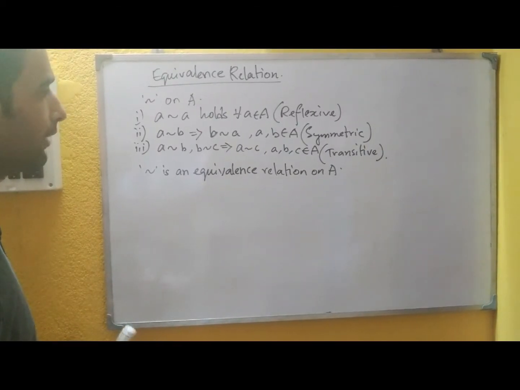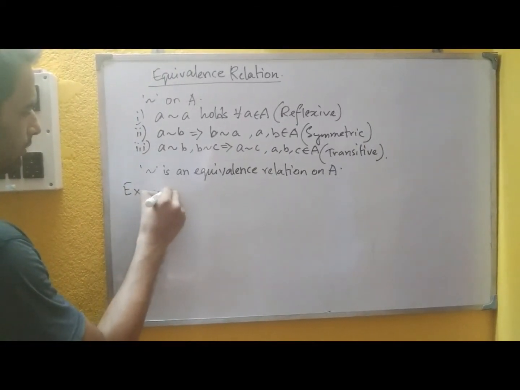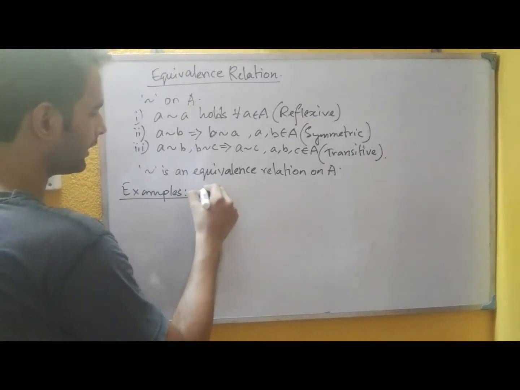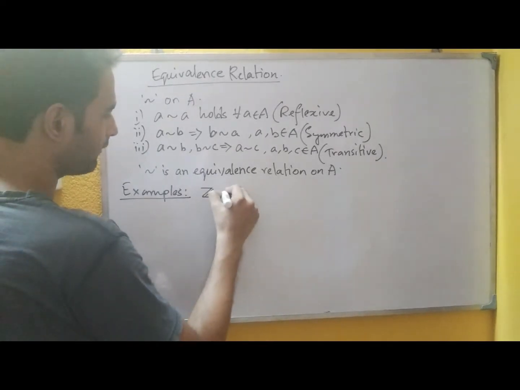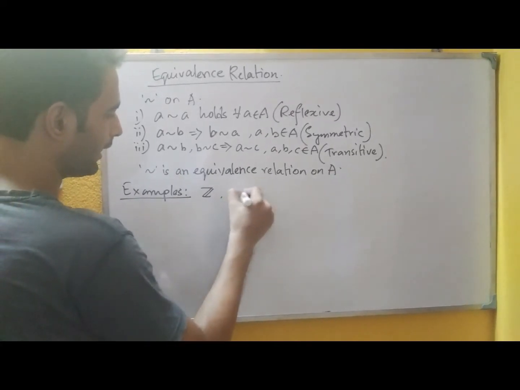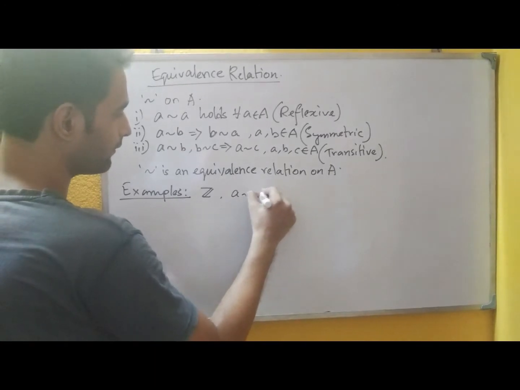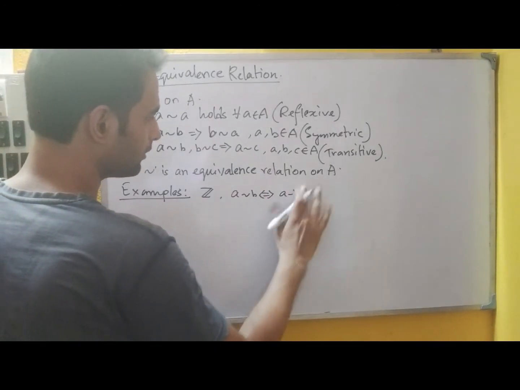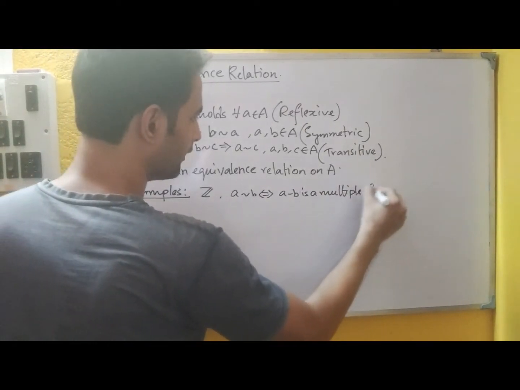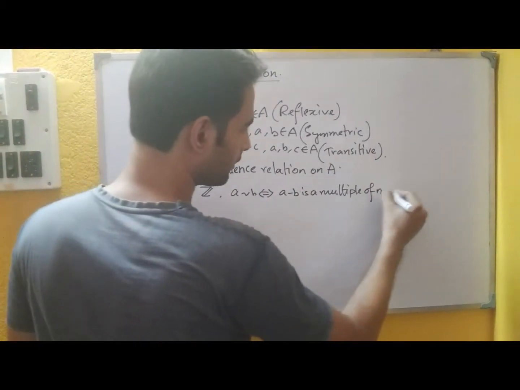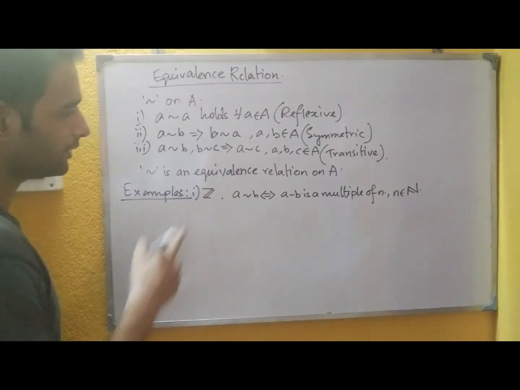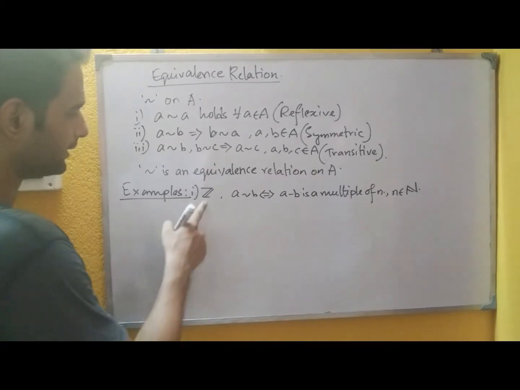So we have given some examples of this equivalence relation. Say we are taking the set Z and we are defining delta as a delta b if and only if a minus b is a multiple of n, for some natural number n. We can see that this will be an equivalence relation on the set Z.